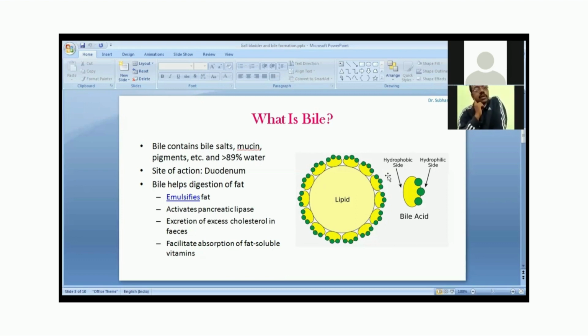So that's how the lipid becomes soluble, and it becomes easier for the lipase enzyme in pancreatic juice to work on it. And then the lipid is broken down and is absorbed and utilized by the body. It is further digested or recycled. Many things happen. So the bile also helps in absorption of fat soluble vitamins like A, D, E, and K.